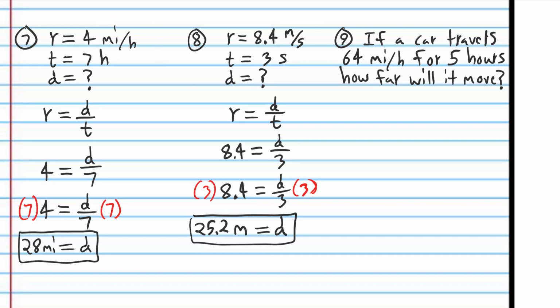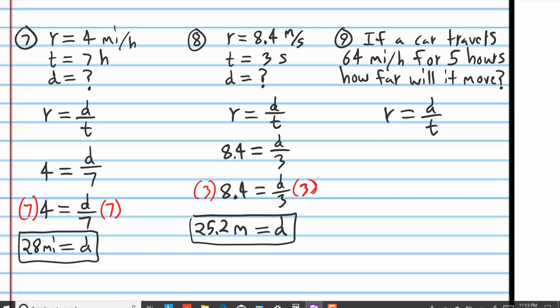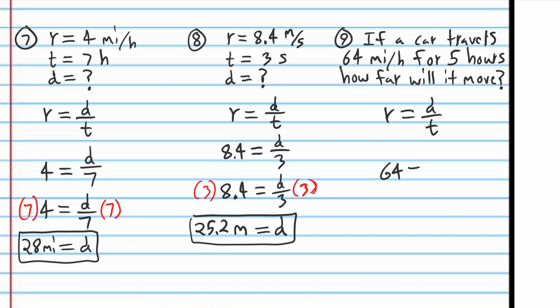All right, so sometimes you're going to see a word problem version of this. So why don't you go and try number 9, and when you come back, we'll do it together. All right, we're back. So write the formula that you're going to use, the tool that you're going to use. We know the rate is 64, and we know the time is 5.